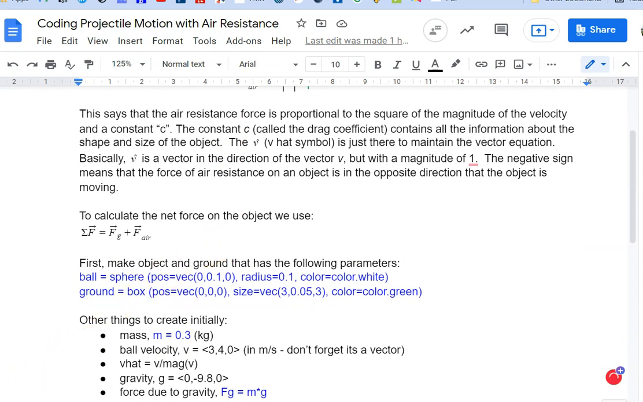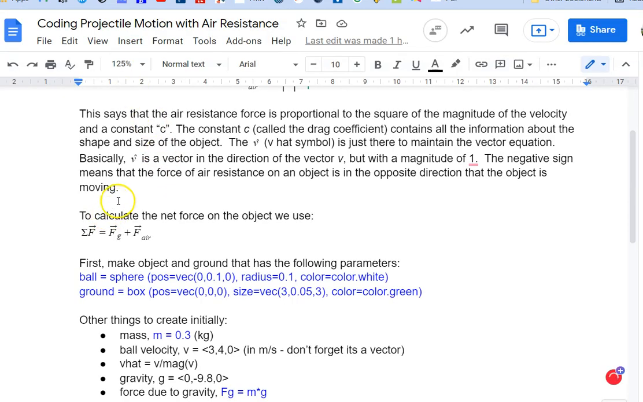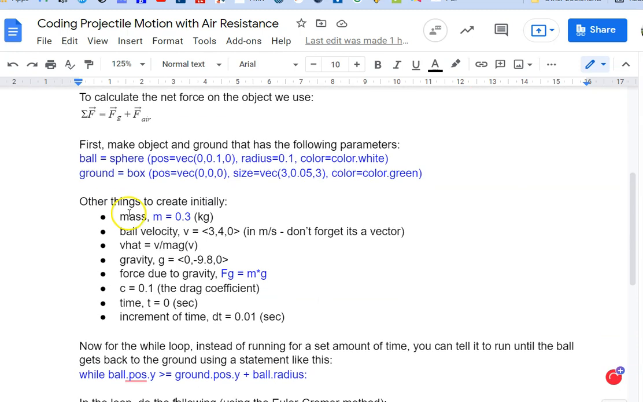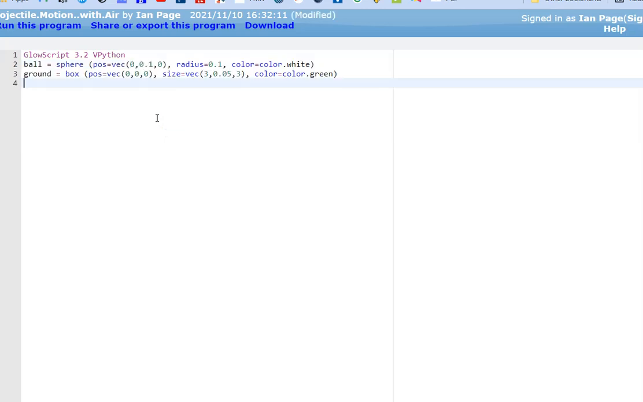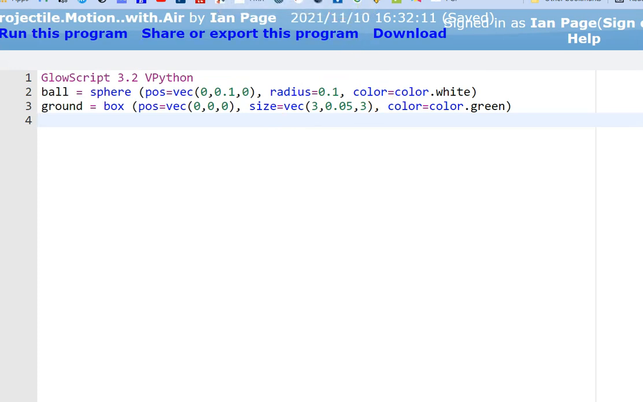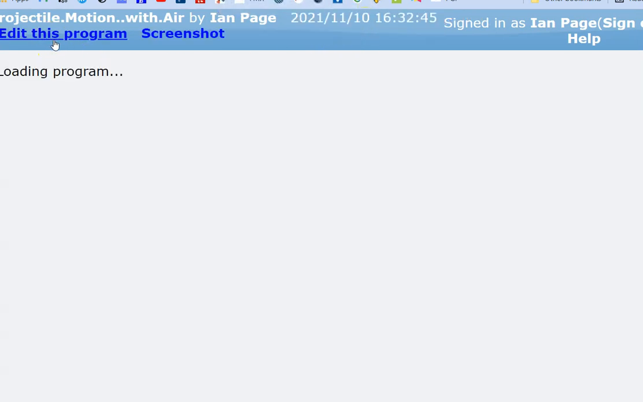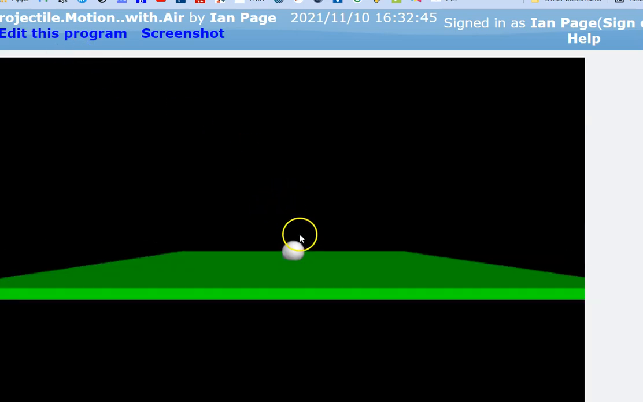Maybe open up a program in GlowScript. So here's GlowScript. I've just created a program here, and in the instructions I give you kind of things that you should do. The first thing I would like you to do is create a ball and the ground. So simply copy this code over to GlowScript and paste it right in here. Hopefully you can see that. Maybe I'll make this a little bigger so you can see it. We are just creating the ball and the ground. There you go. The ball obviously is not moving yet.